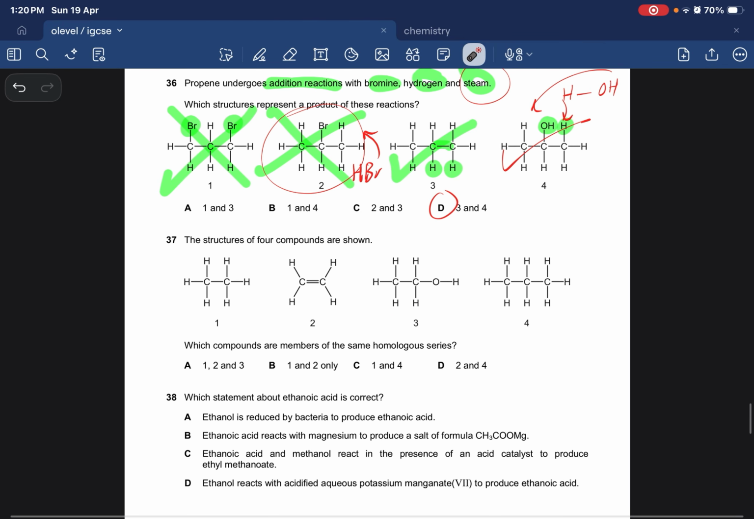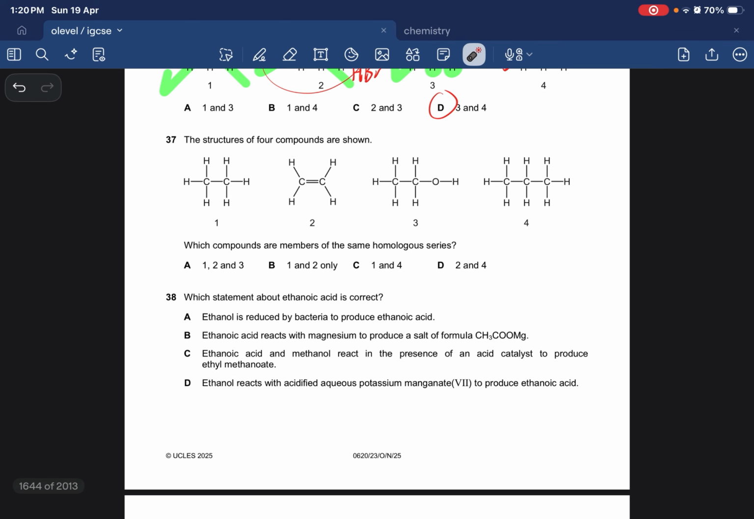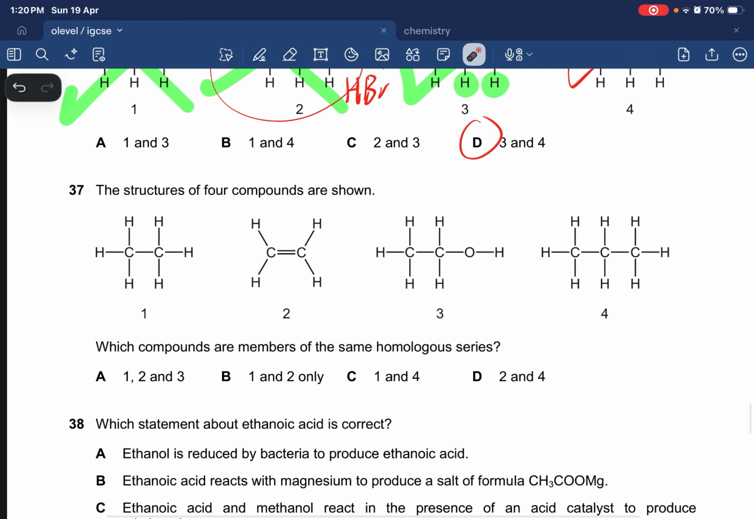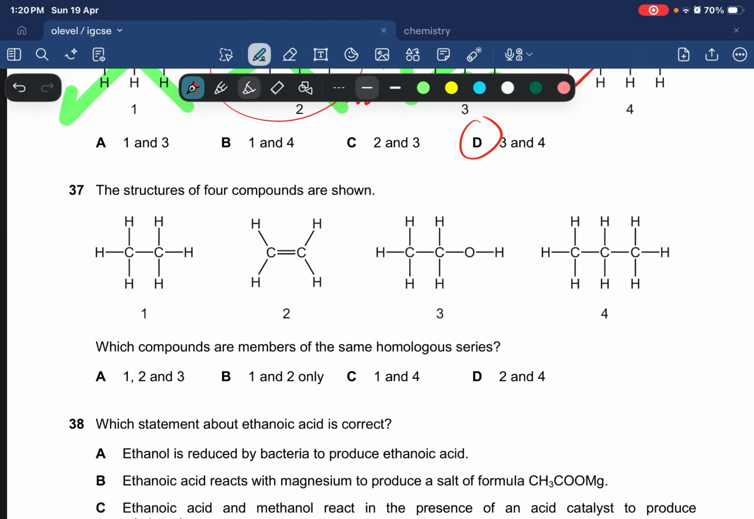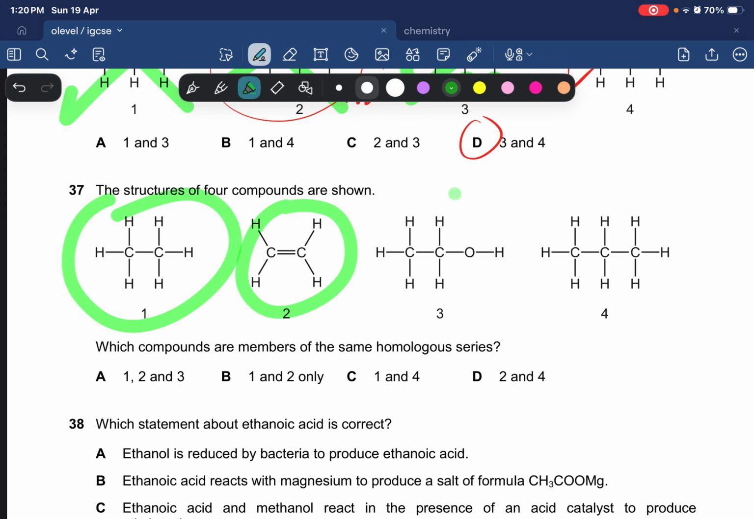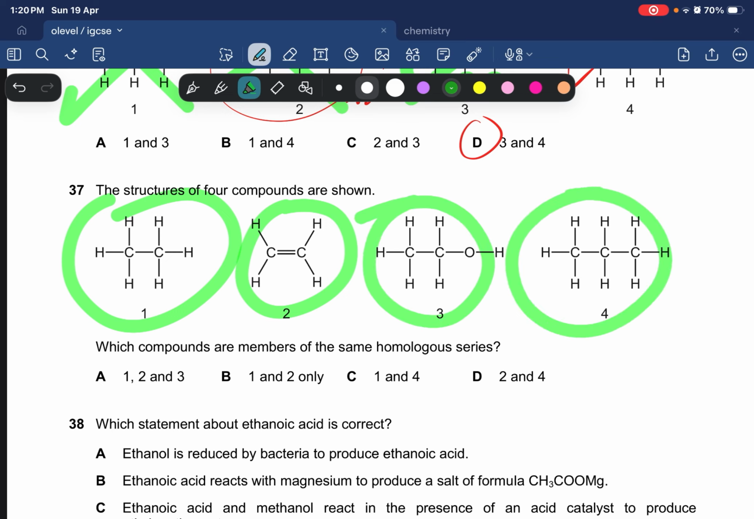Okay. The structures of 4 compounds are shown. Which compounds are members of the same homologous series? So first one is the alkane series, the second one is the alkene series, the third one is the alcohol series, and the fourth one is also alkane series. So alkane and alkane belong to same homologous series, so 1 and 4. Alkene because of the double bond, alcohol because of the OH functional group.